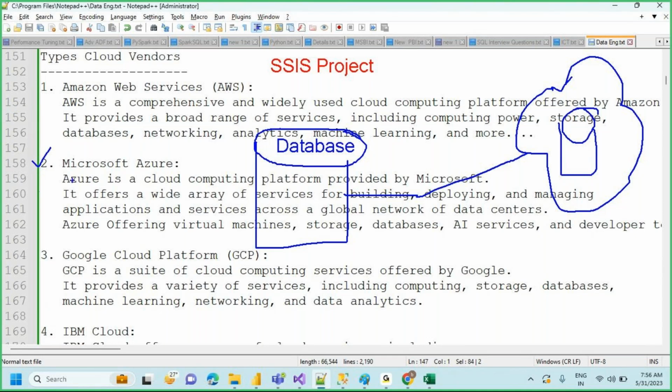And in the same way, Microsoft Azure also does the same thing. Azure is a cloud computing platform provided by Microsoft. It offers a wide array of services for building, deploying, and managing applications and services across the global network of data centers. Azure offers virtual machines, storages. So compute power means what? Virtual machines only. Okay. And storages, databases, AI services, developer tools. So many things are there.